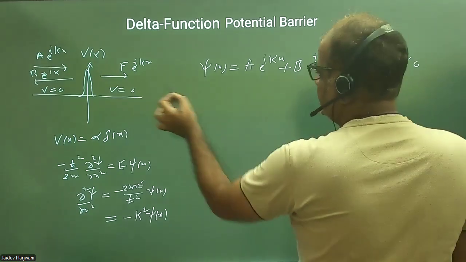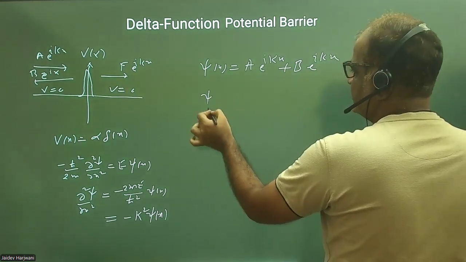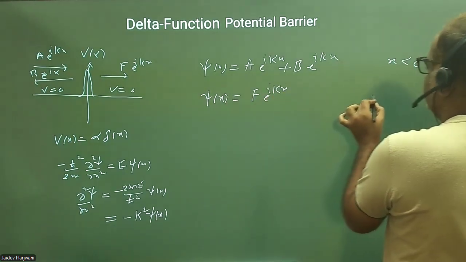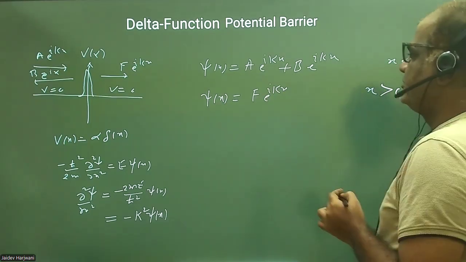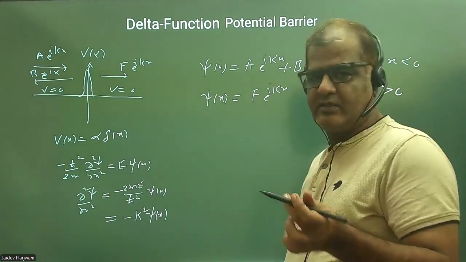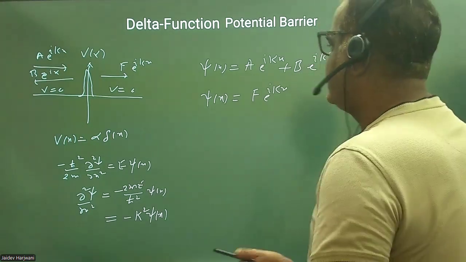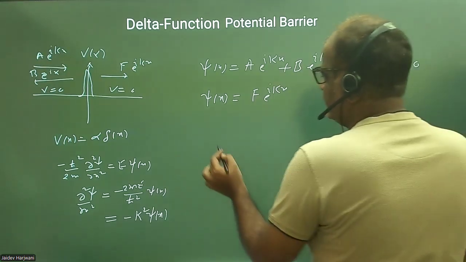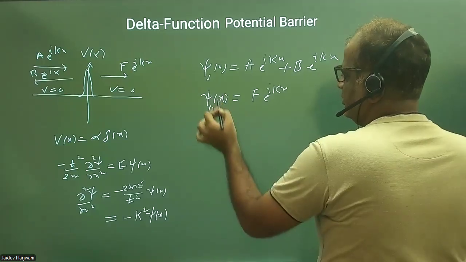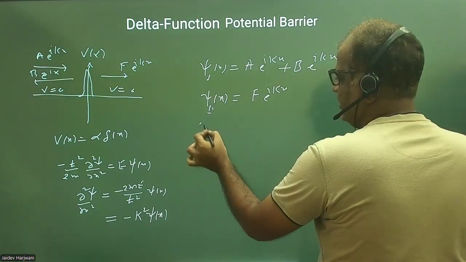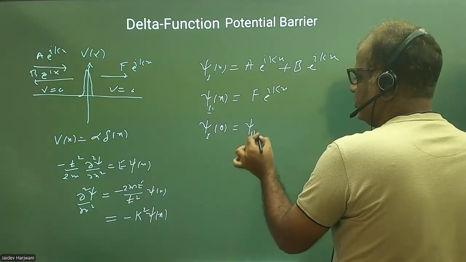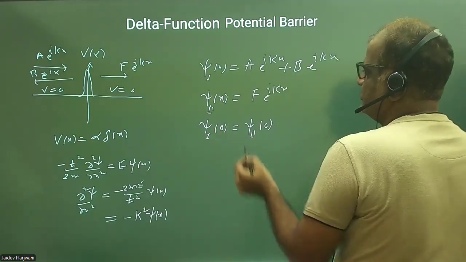Similarly, for x greater than 0, there is only transmitted flux. So my psi(x) will become only F e^(ikx). This is for the x greater than 0 region. Now, in order to find the values of A and B, generally we write boundary conditions. The boundary condition is that psi should be continuous. So, calling this psi 1 and this psi 2, psi 1(0) is equal to psi 2(0) at x equal to 0.